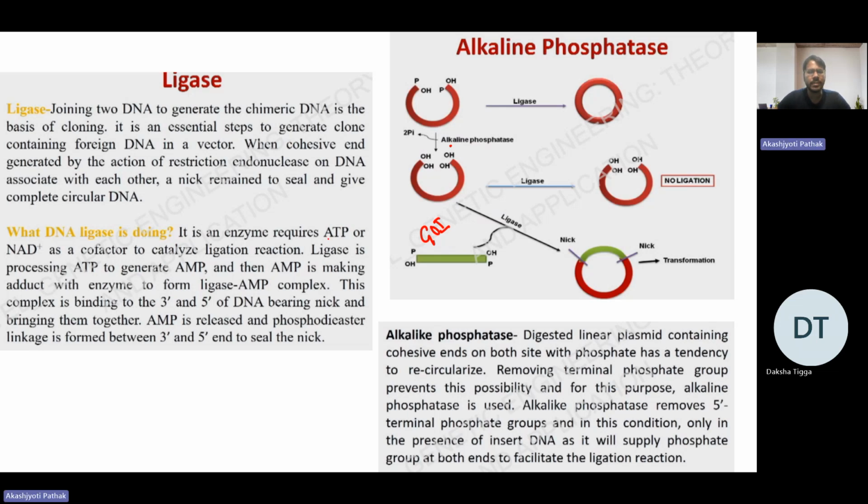Ligase requires ATP or NAD plus as a cofactor to catalyze the ligation reaction. Ligase processes ATP to generate AMP. So remember these different points. This complex will bind to the 3' and 5' ends of the DNA bearing the nick and bring them together. AMP is released, and a phosphodiester linkage is formed between the 3' and 5' ends.